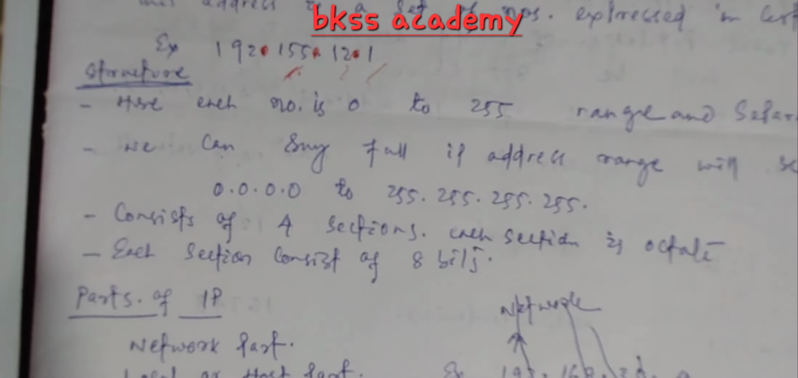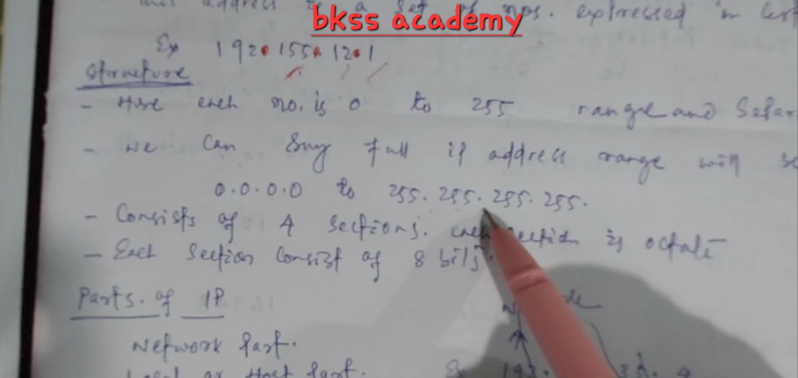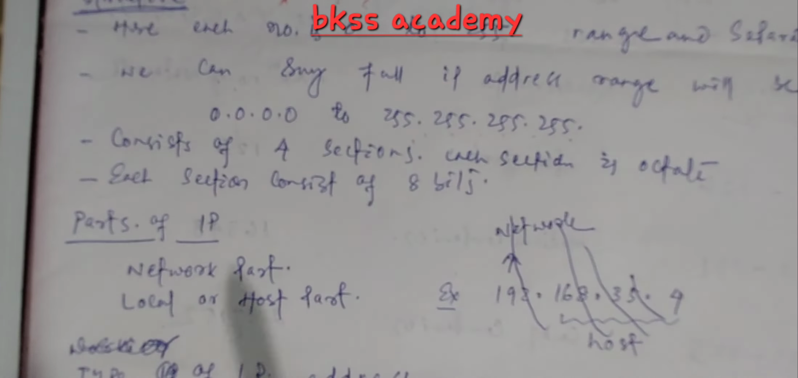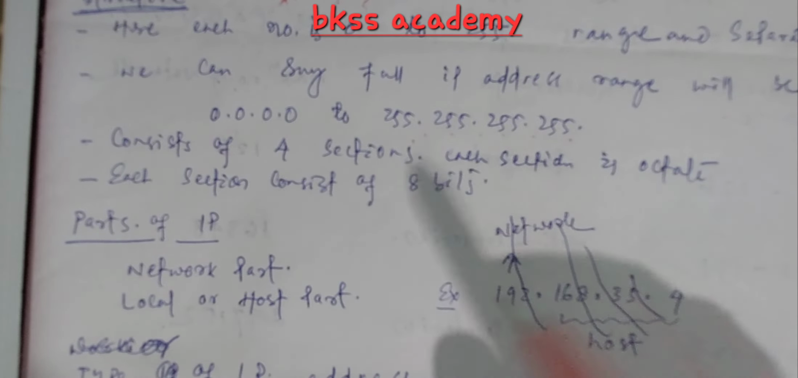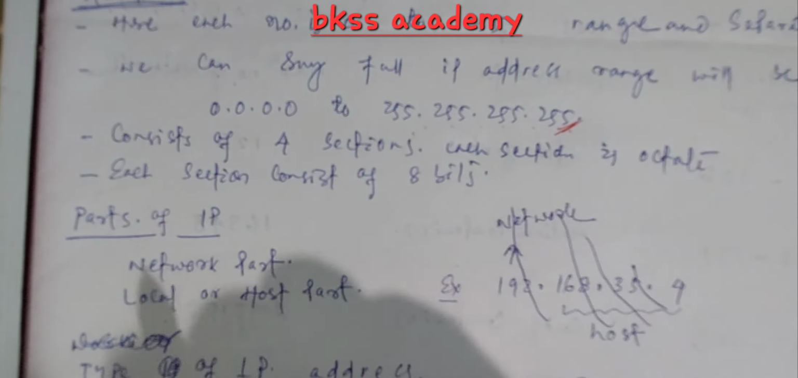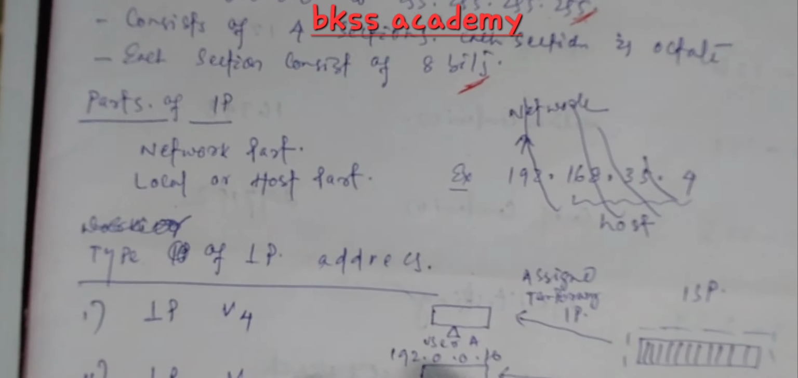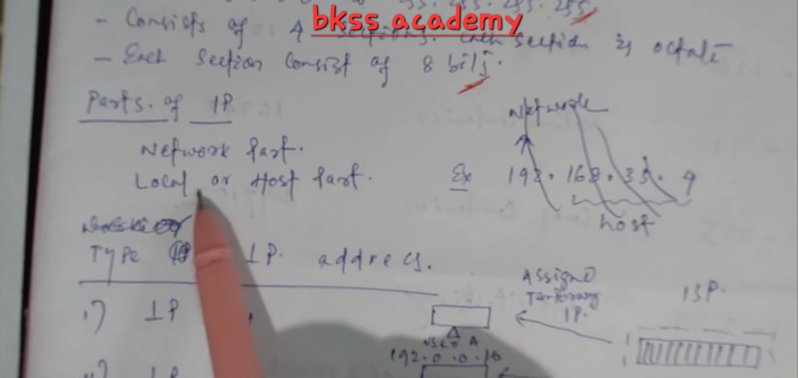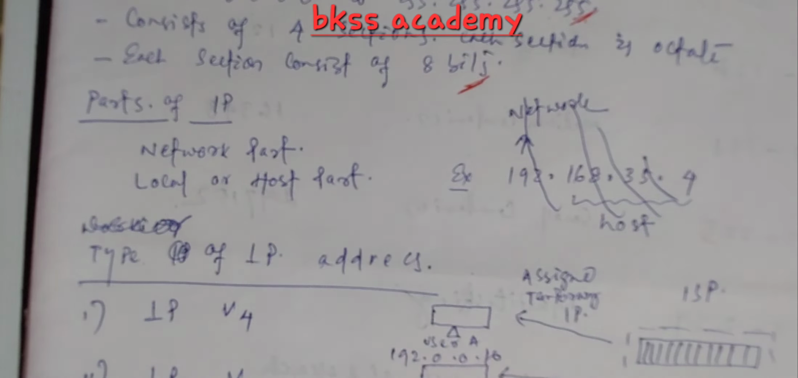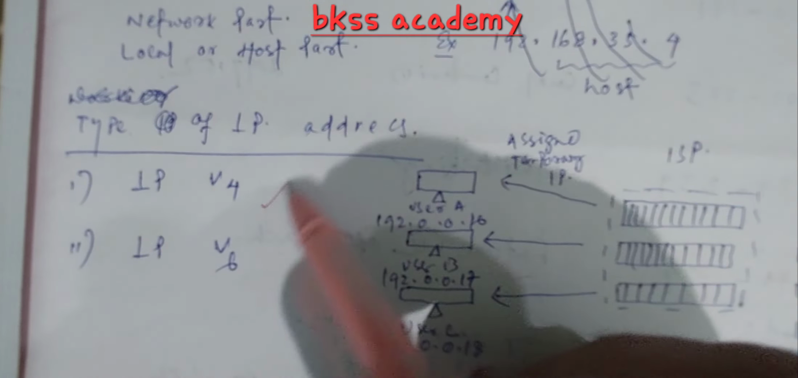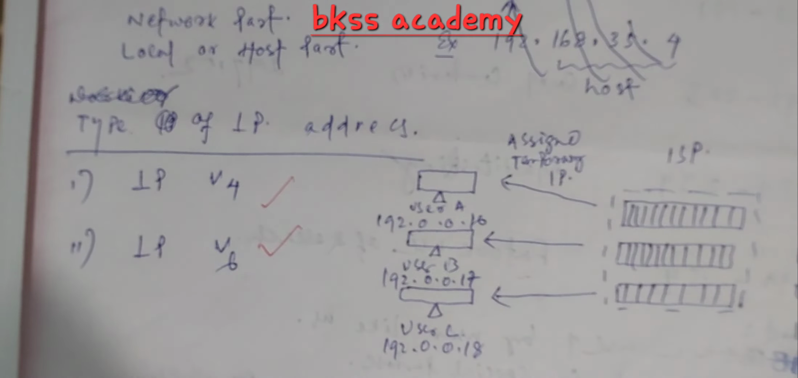We can say the full IP address range will be 0.0.0.0 to 255.255.255.255. This is the total range of IP addresses. It consists of 4 sections, and each section is called an octet. Each section consists of 8 bits. The parts of an IP address are the network part and the local or host part. The types of IP addresses are IPv4 and IPv6, the two different kinds of IP addresses.